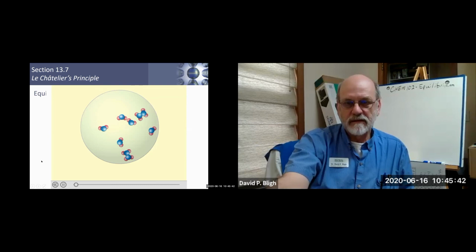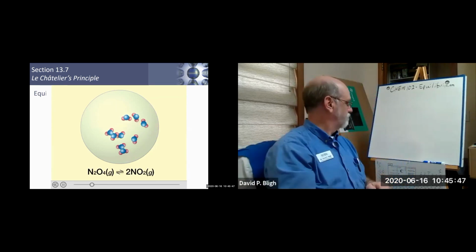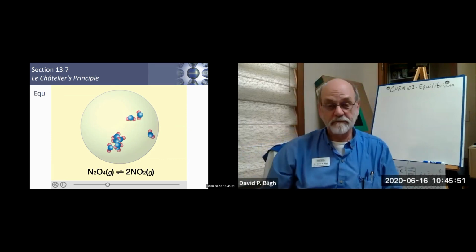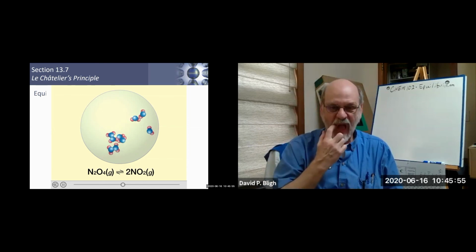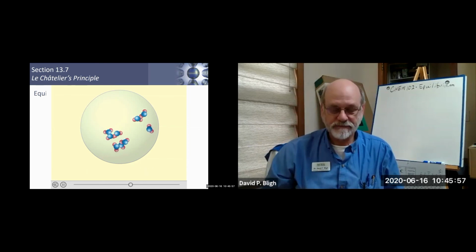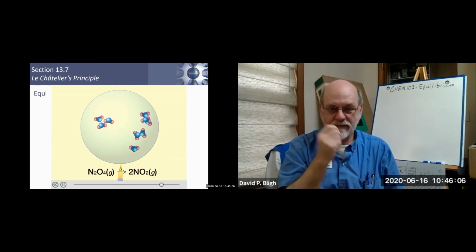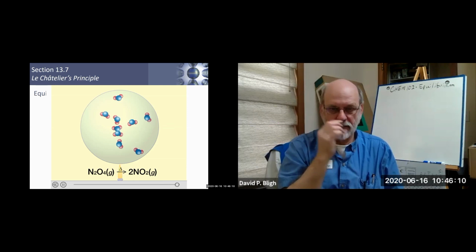The equilibrium between dinitrogen tetraoxide and nitrogen dioxide is dynamic. As shown, N2O4 molecules fall apart at the same rate that NO2 molecules recombine. If we change the equilibrium conditions, the equilibrium concentrations will shift according to Le Chatelier's principle. As we increase the temperature, the equilibrium shifts to the formation of additional NO2 molecules.